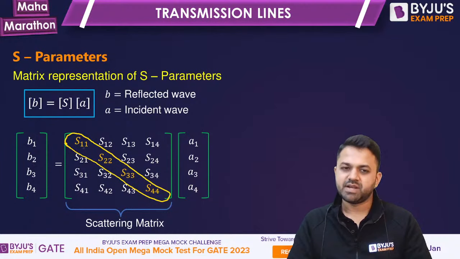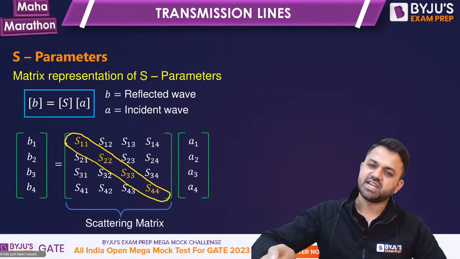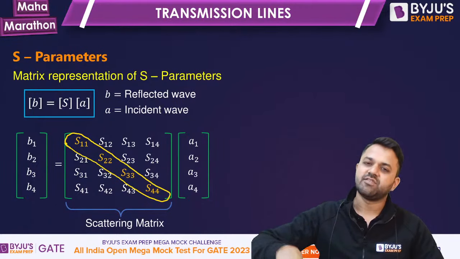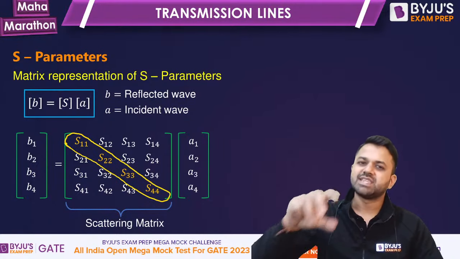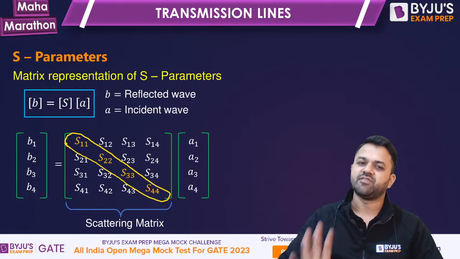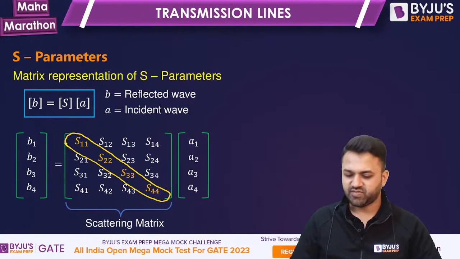The diagonal elements are called reflection coefficients, because S11 is nothing but the normalized reflected wave at port 1 divided by the normalized incident wave at port 1. So at the same port, the ratio of the reflected wave and the incident wave is called the reflection coefficient.